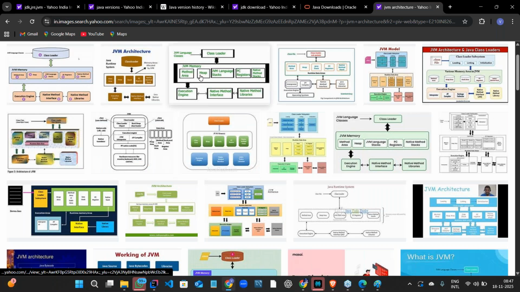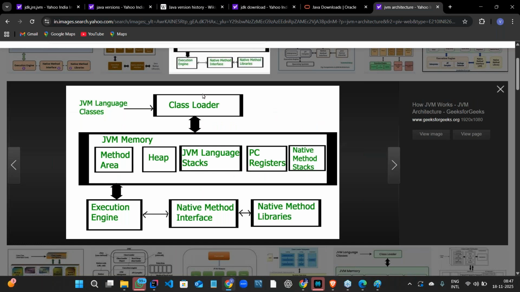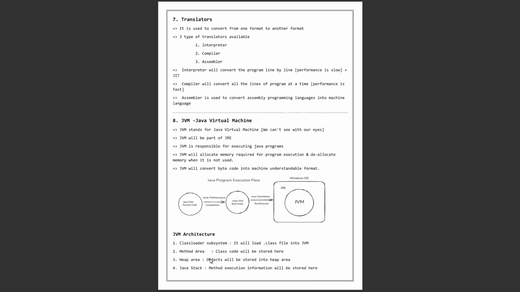This will be the architecture of JVM. So this is the class loader, where your file gets loaded. Next, JVM consists of all these things: method area, heap, Java stacks, PC register, native stacks, execution engine, native method interface, native method library. The class loader loads the .class file into JVM. The source file is converted into a .class file for JVM's understanding, and then the .class file is loaded into the class loader.